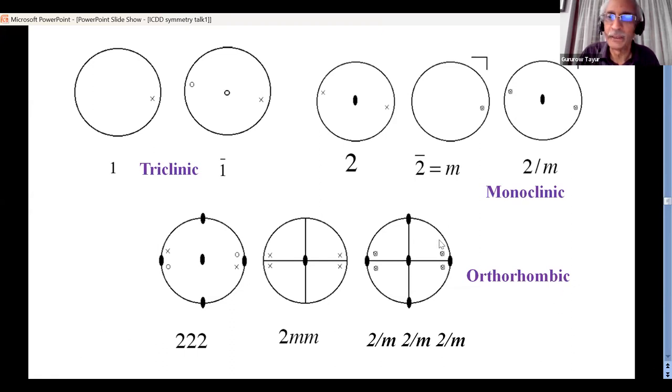We extend the same logic and we go to the orthorhombic cell where we will have a not equal to b, not equal to c, but alpha, beta, gamma, all three angles should be 90 degrees because we have three axes which are intersecting at the origin and they are in three different directions, a, b, and c.